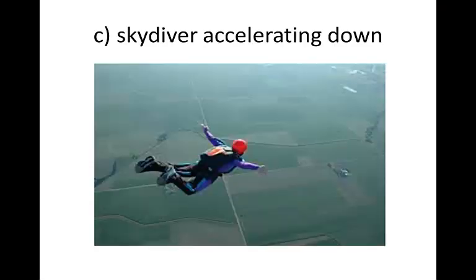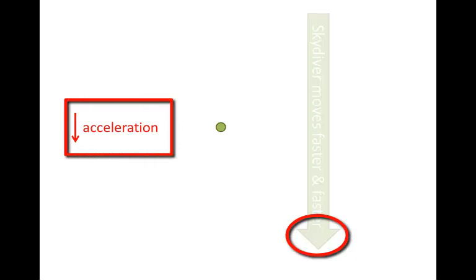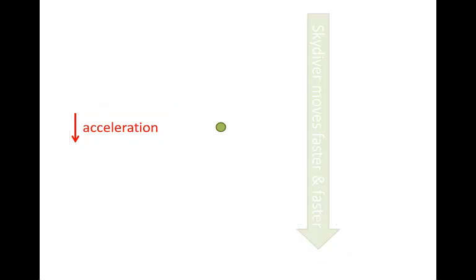Next question. We have a skydiver who's accelerating downward. So he's moving downward, and while he's doing that, he's getting faster and faster. So his direction of motion and his acceleration are both in the same direction. That's why he gets faster and faster. Things always get faster and faster if the motion and acceleration directions are the same direction. Since he's accelerating downward, there must be a resultant force on him downward. So the force acting downward on him must be stronger than the force acting upward on him.